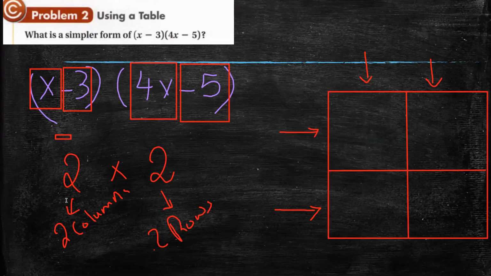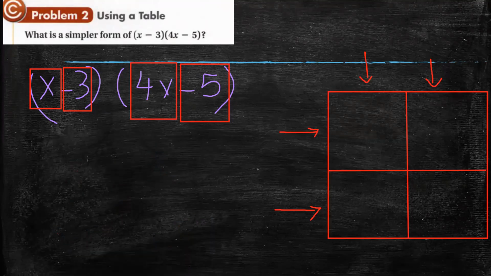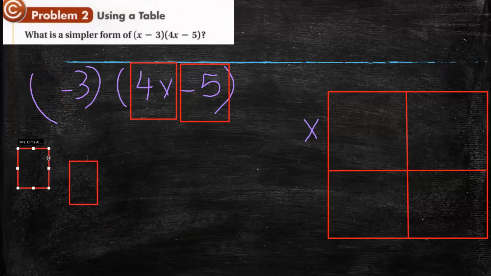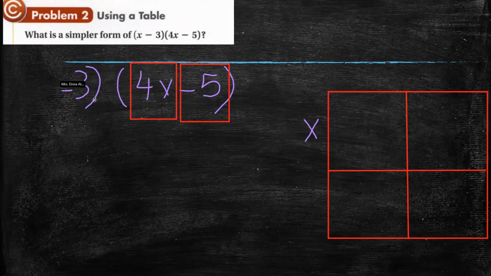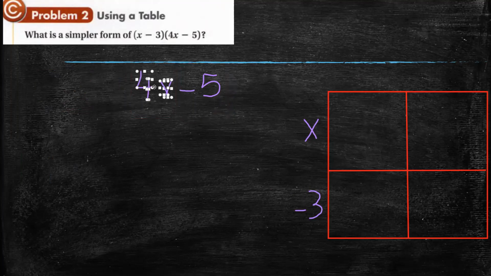Then the second step. So this is the first step. Now the second step: shall we move these brackets here? I will take this x and put it here. Look, I move the first monomial and put it here. Then I will move the second monomial, which is -3, and put it here. Is it clear now? Yes. Then I will move the 4x and put it here. Then I will move the -5 and put it here.